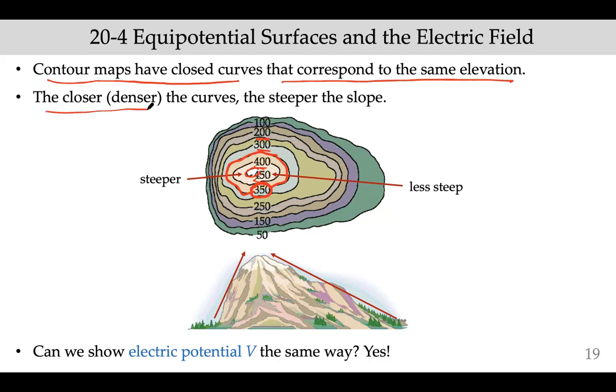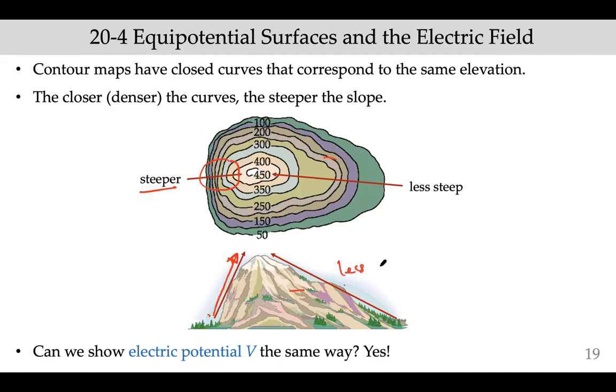And the denser or the closer the curves, the steeper the slope. Now look at the curves here, they're denser. Because they're denser, this part is steeper, as you can see. This part of the mountain or the hill is steeper if you compare it with this part. And this part is less steep. If it's less steep, you can see that the contours are less dense.